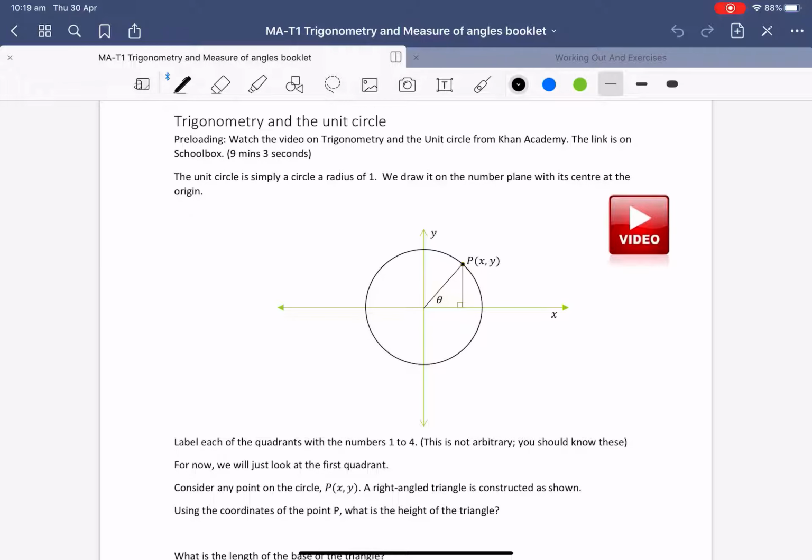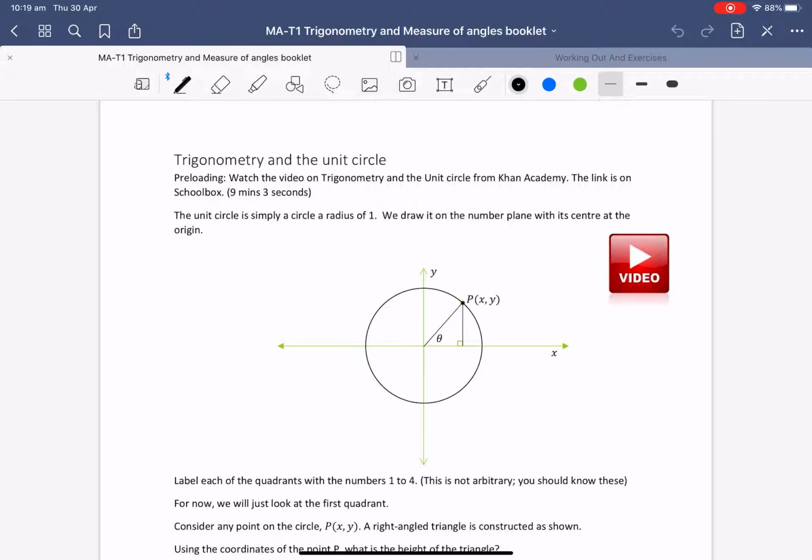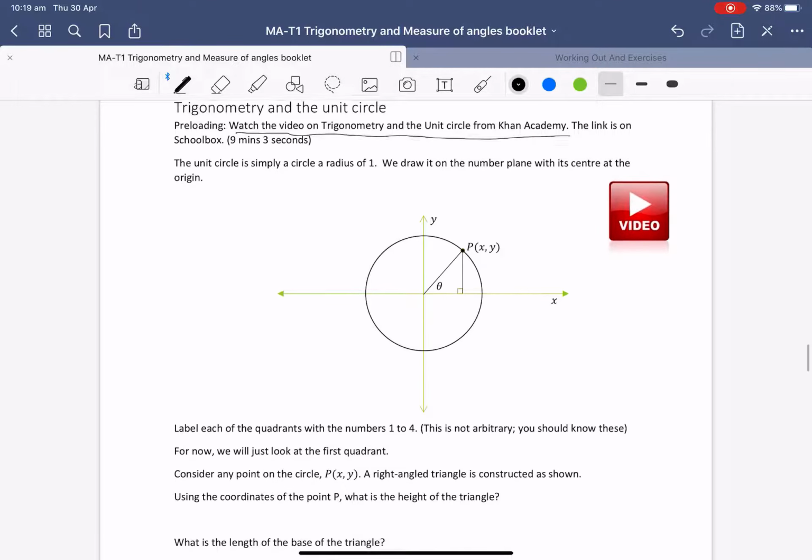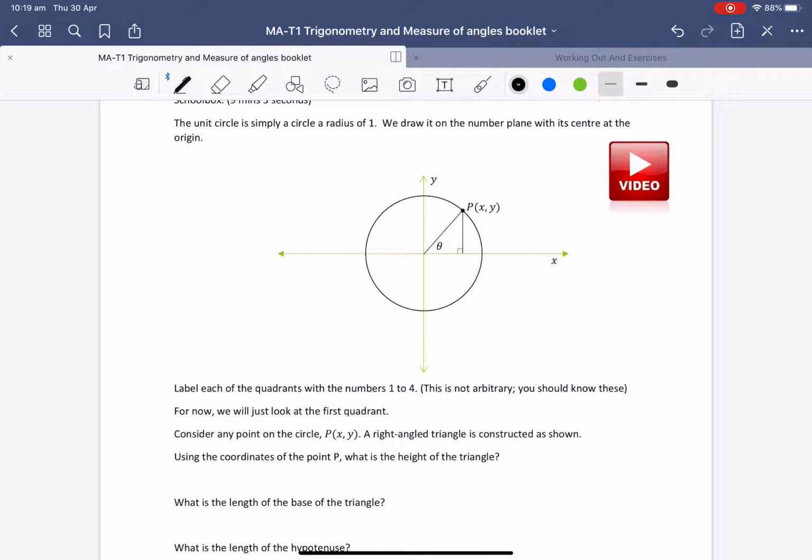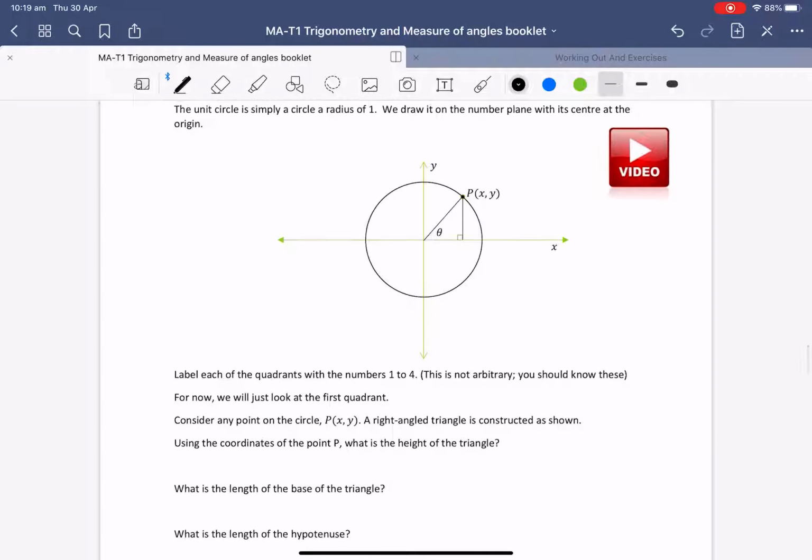In this video, I'm just going to quickly run through the pages on the unit circle. It'll be really helpful if you actually watch this video first on Khan Academy, and then if you're still unsure, watch this video to help you go through these pages.